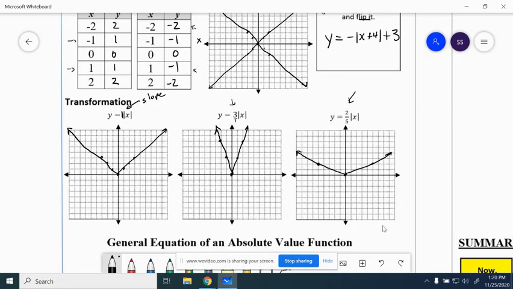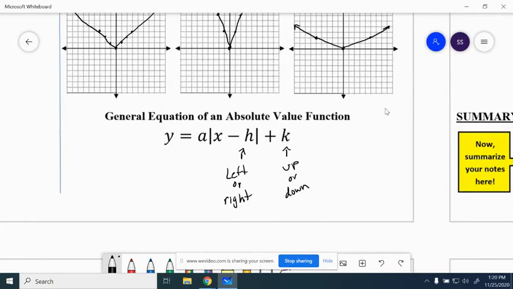Okay, so now let's take a look at our last thing for the general equation of absolute value. This A value is basically going to determine our slope. And it will tell you how flat or how steep the function is. Okay?